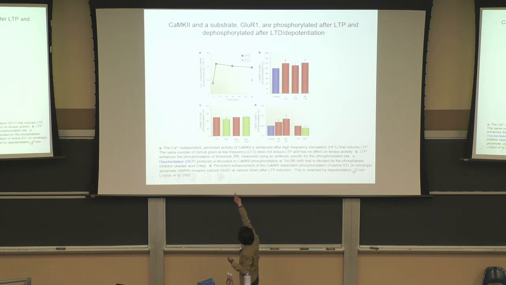And then in C, you see that if you depotentiate, so do LTD after the LTP, then you get a decrease in the amount of phosphorylation. And on D, they're plotting the phosphorylation level of the AMPA receptor. So GluR1 is a component of the AMPA receptor. And the phosphorylation of the AMPA receptor increases from baseline in blue to LTP. And it decreases from LTP to depression.